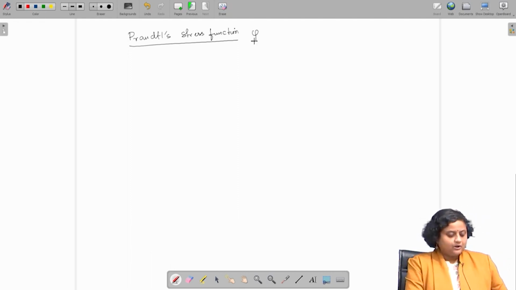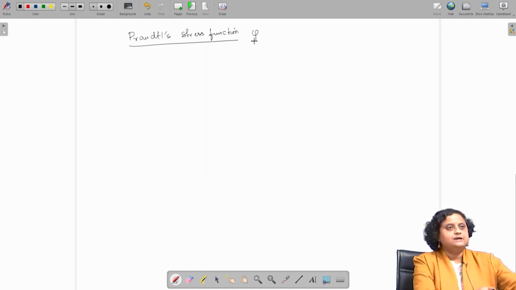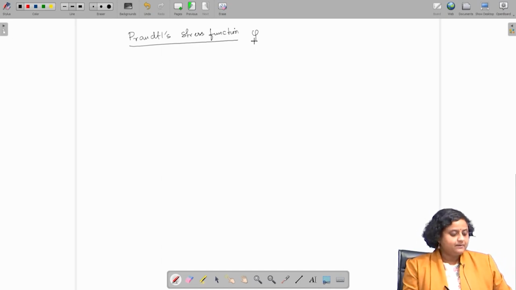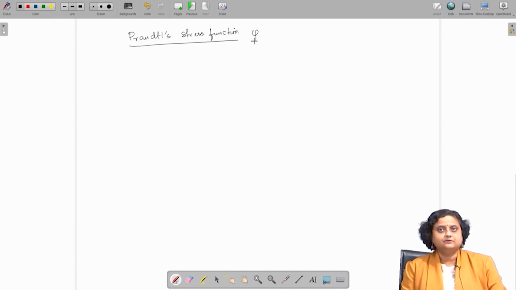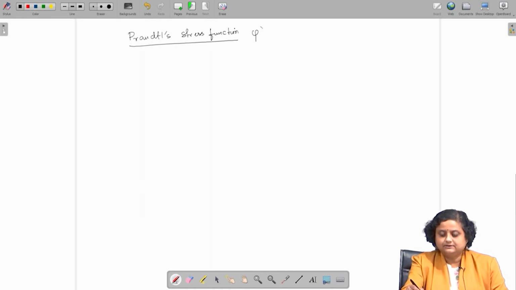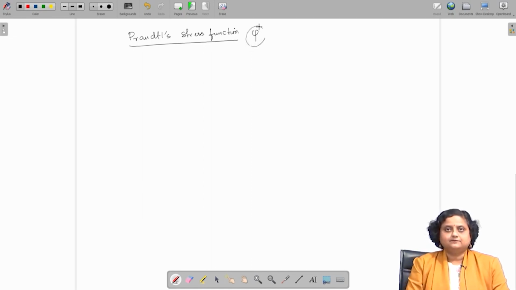So, all of you might be aware of the concept of stress function. We have all studied the Airy stress function in the context of elasticity. Similarly, the Prandtl stress function is the same form of stress function, which is used to solve torsion of non-circular shaft. We will represent the Prandtl stress function by the var-phi symbol.